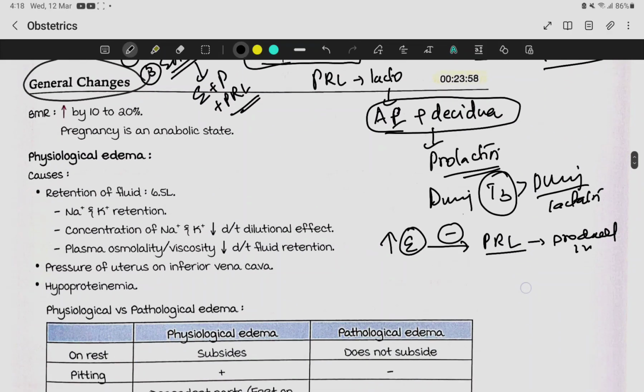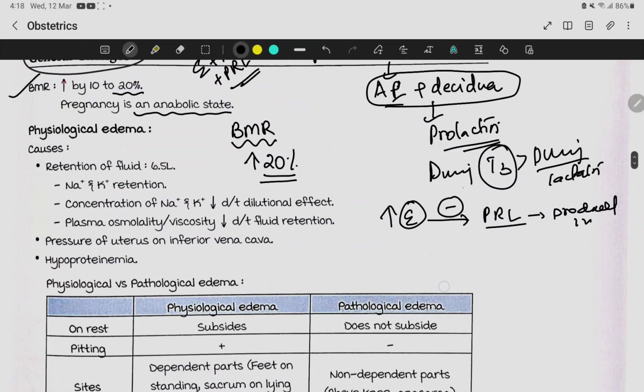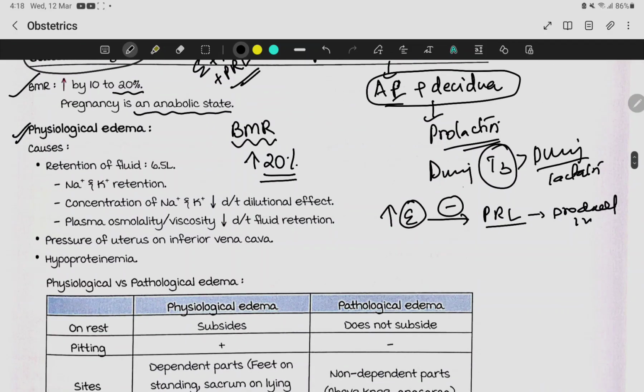Okay, now coming to the generalized changes. BMR, that's basal metabolic rate, increases by almost 20%. Hence it's called an anabolic state. Anabolic state, that is bodybuilding, right? Anabolic and catabolic: catabolic means destruction, whereas anabolic means synthesis, or bodybuilding.